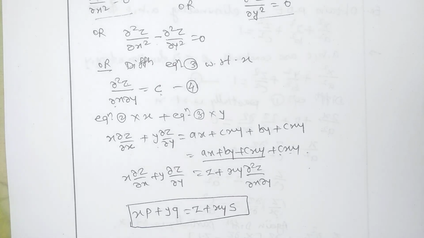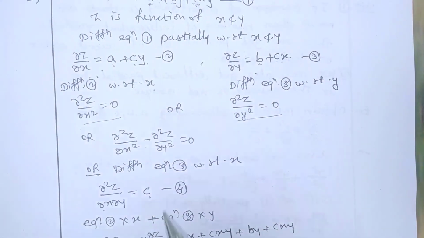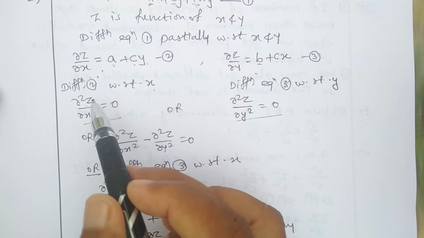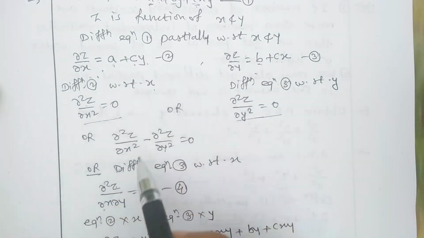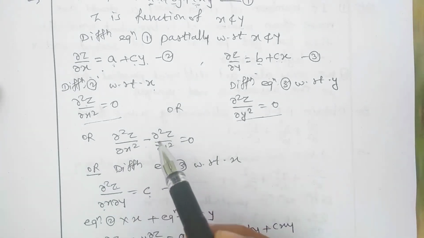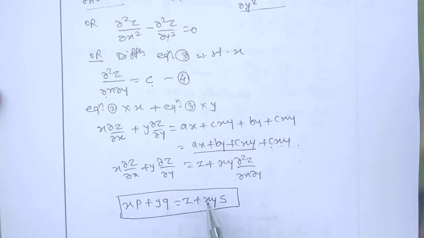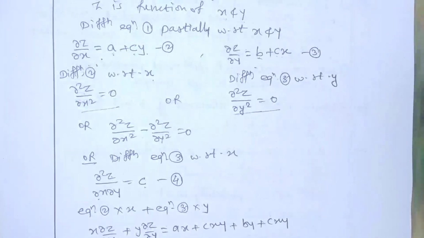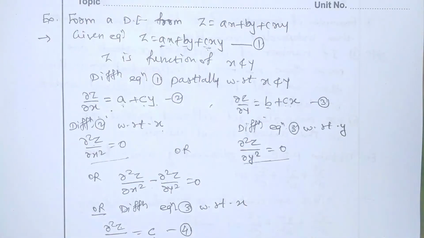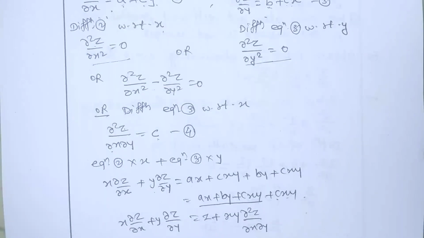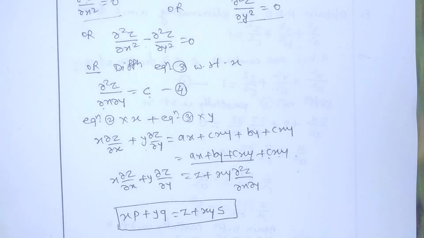So you will get different types of final answers or differential equations. This may also be our solution or final answer. This is also our final answer, a partial differential equation. You can find any one of these four. I found 4 different partial differential equations for this equation z equals ax plus by plus cxy. You can find any one. So this is our answer. In the next video we will see the remaining examples. Thank you.